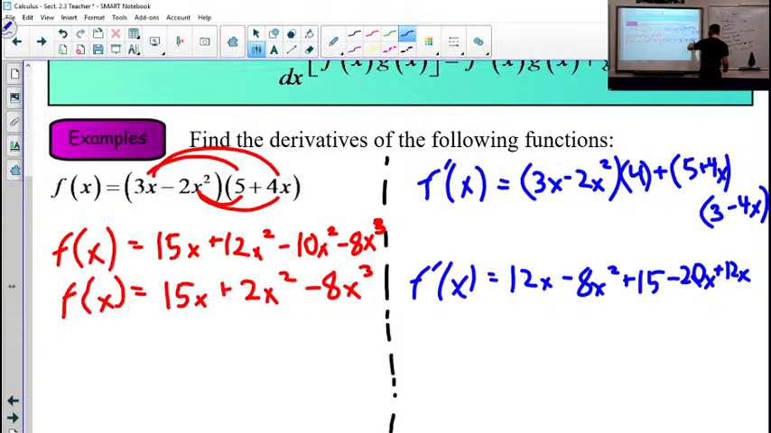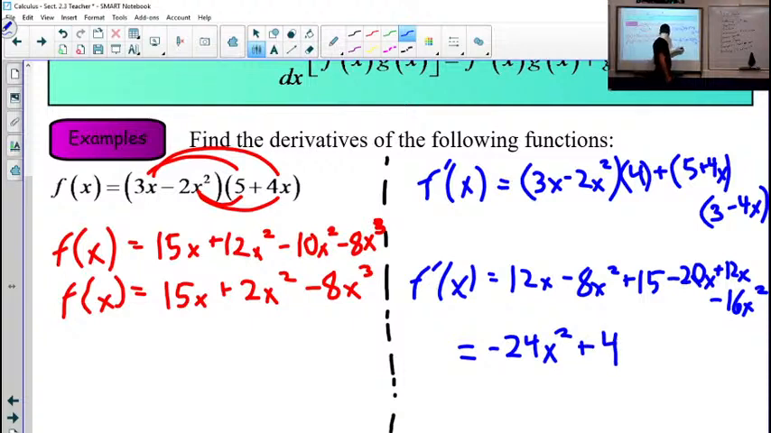Almost made it. Minus 16x squared. Simplify that. We have a negative 8x squared minus 16x squared is a negative 24x squared. Twelve and 12 is 24 minus 20 is 4. Plus 15.